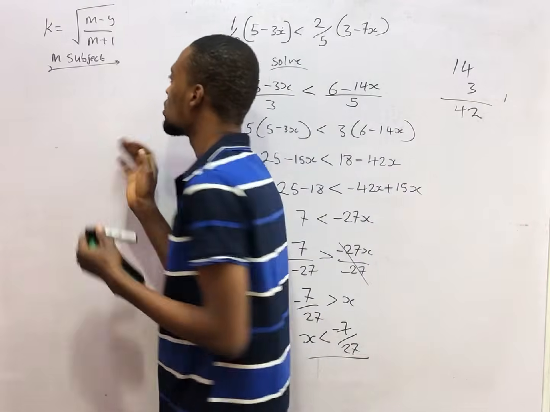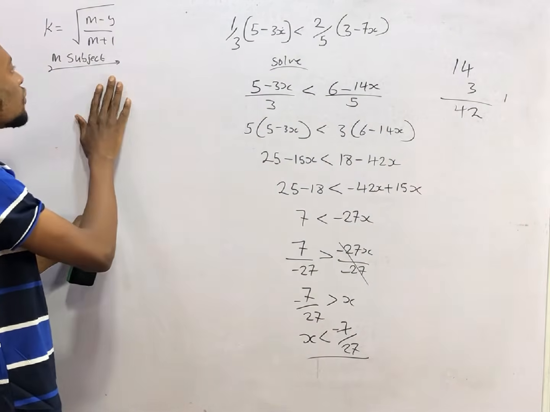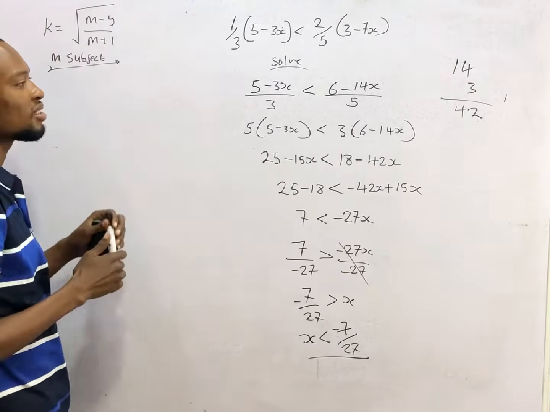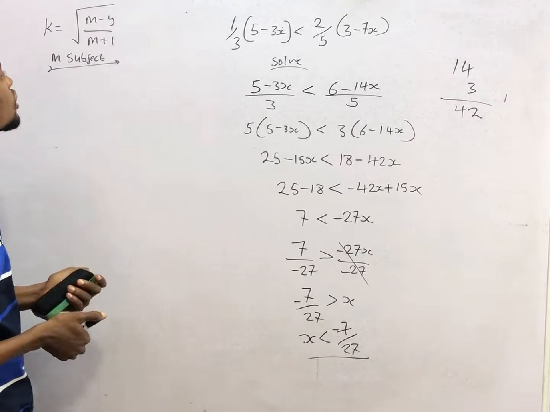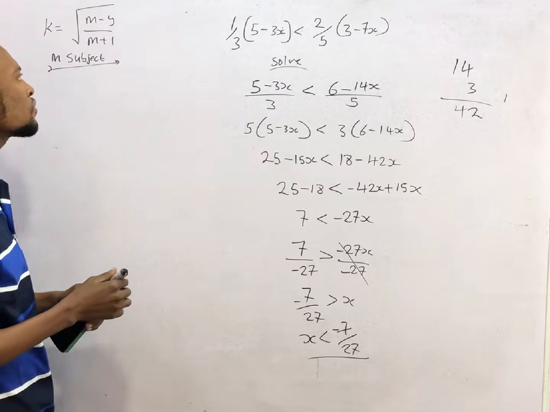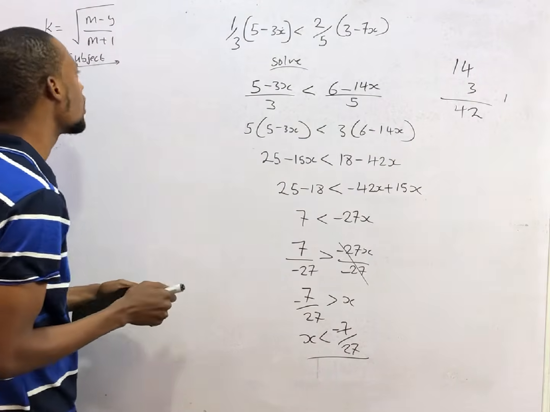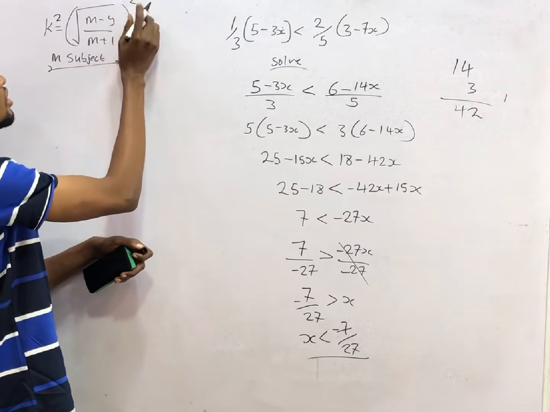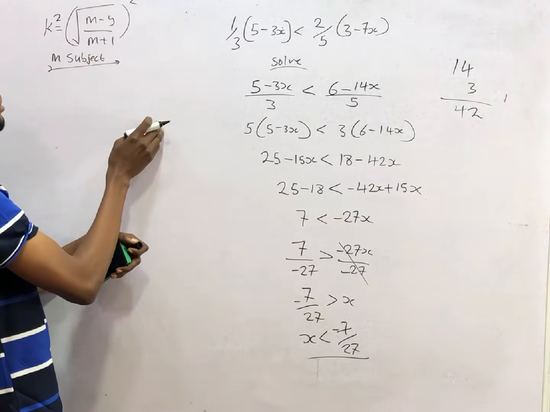And the next one, we are making m subject formula. There is m here, there is m here. Everything here is covered by square root. To remove square root in mathematics, you look for the square of both sides, which implies that if I put square here and I put square here, this square will remove this square root.